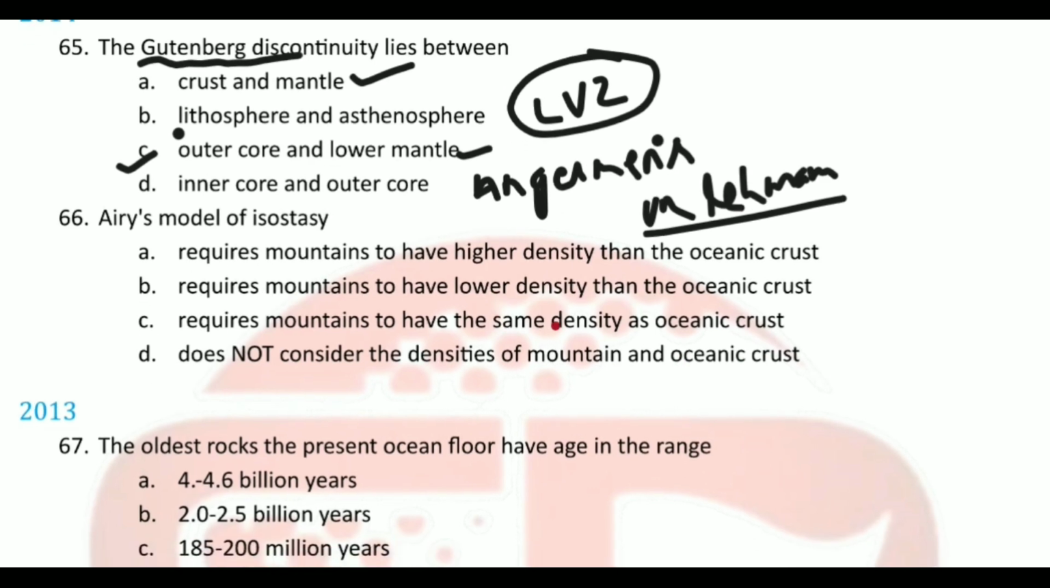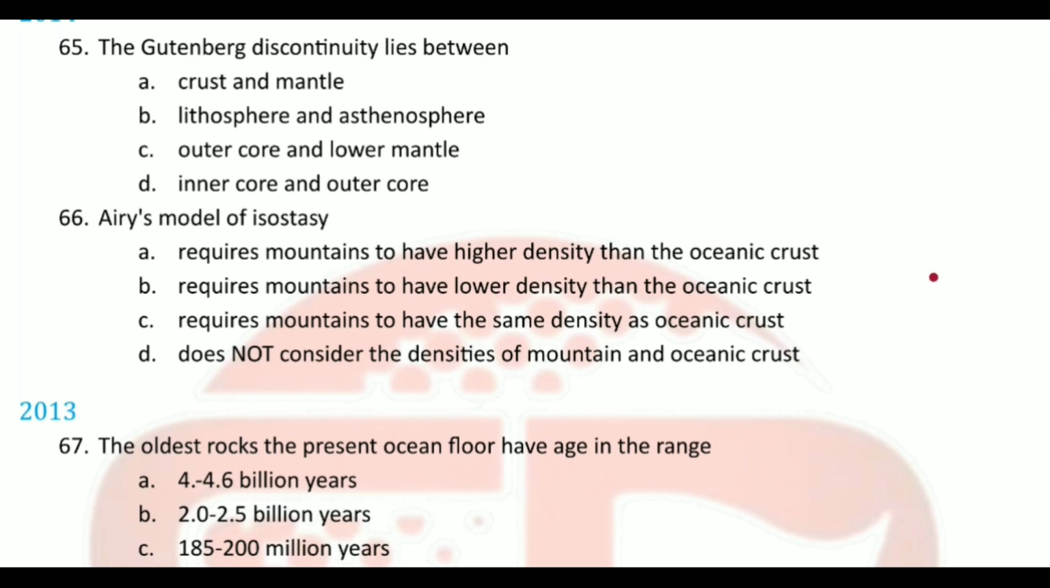The Airy model says all crustal blocks have the same density but unequal thickness. So mountains having higher density than the oceanic crust is incorrect, because all crustal parts have the same density. Mountains having lower density than oceanic crust is also incorrect. Mountains having the same density as the oceanic crust is correct, and not considering density is incorrect. So the answer will be mountains having the same density, because in the Airy model all crustal blocks have the same density.